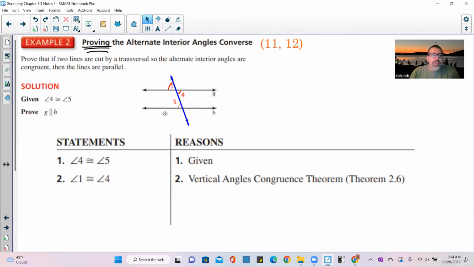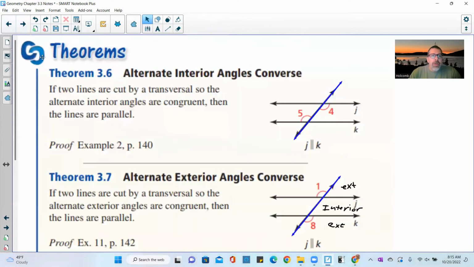4 is congruent to 5. We're trying to prove G is parallel to H. What is the next thing we can do? All right, well, now we have, what are we trying to prove? That the two lines are parallel. Vertical angles don't prove that. Alternate interior angles, let me go back to our theorems. Alternate interior angles converse. If alternate interior angles are congruent, then the lines are parallel.